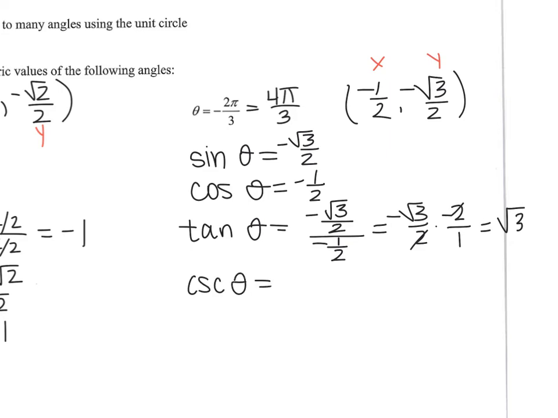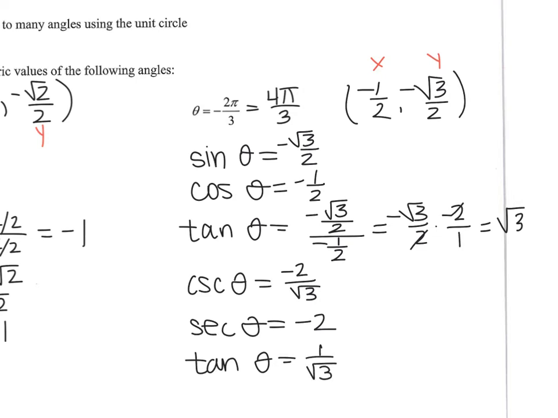Now for our reciprocal functions, start with cosecant of theta. The reciprocal of negative square root 3 over 2 is negative 2 over square root 3. Secant of theta, which is the reciprocal of cosine, is going to be negative 2. And cotangent of theta, the reciprocal of square root 3 over 1, is 1 over square root 3. And I'm not going to rationalize the denominators for cosecant and cotangent since I already did so on that previous example and we know what they're going to look like.